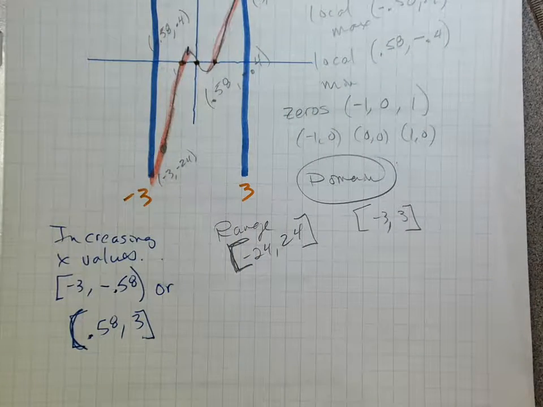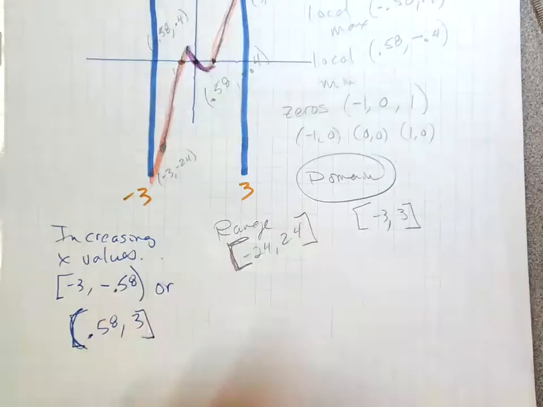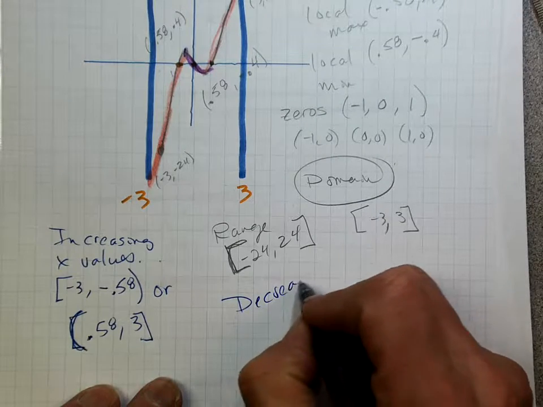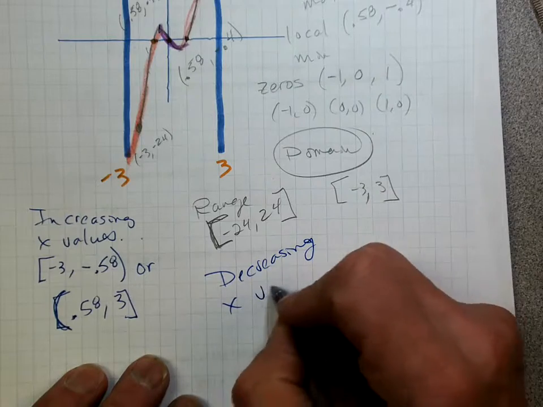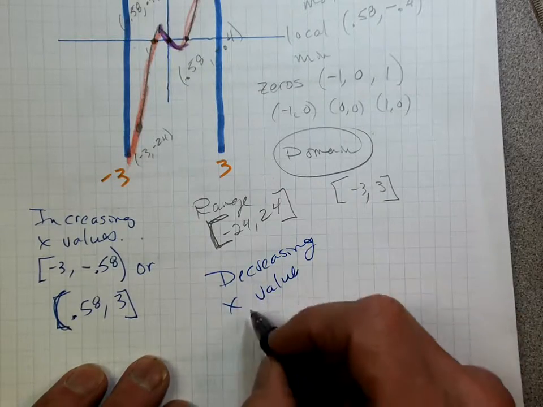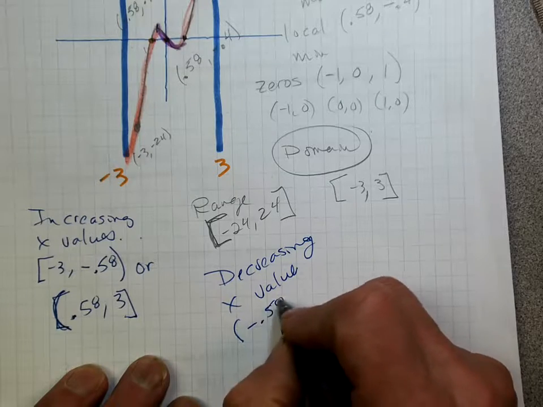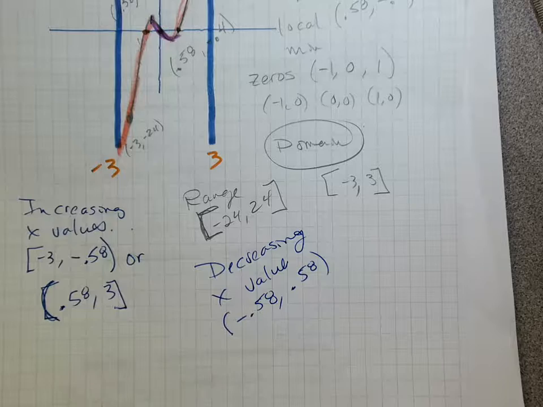Now what about decreasing? Where is it going downhill? From negative 0.58. Totally right. Yep. So decreasing, we want the x values again. Marie is right. It goes from negative 0.58 to positive 0.58. Those are the x values where it's going downhill, okay?